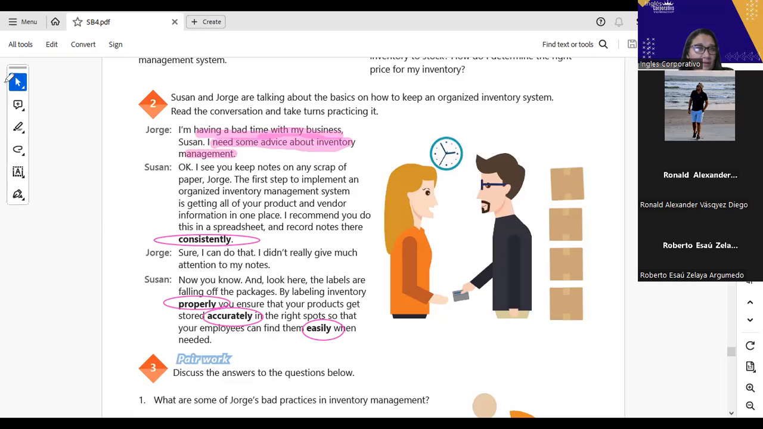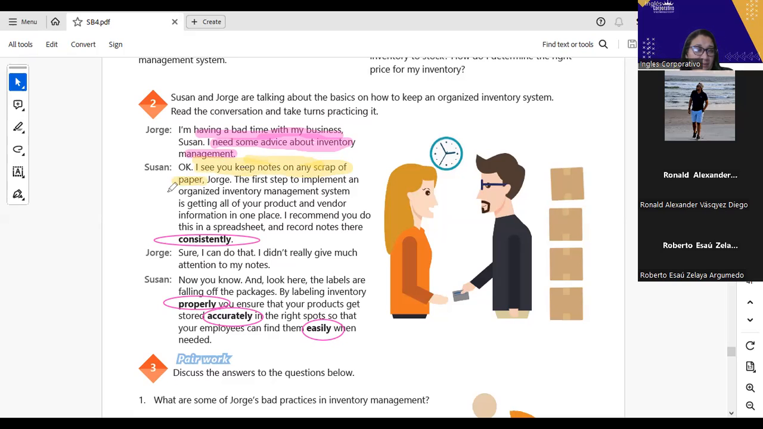And what Susan says is, "I see you keep notes on any scrap of paper, George." That's the first mistake. So if it is any piece of paper, any weird notebook, okay? The information might not be organized, the information might be lost, right?